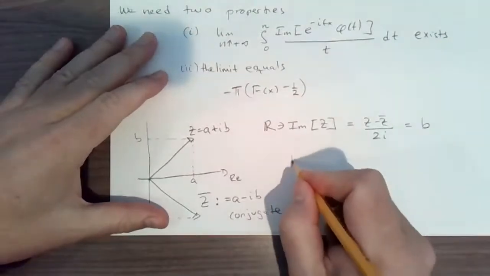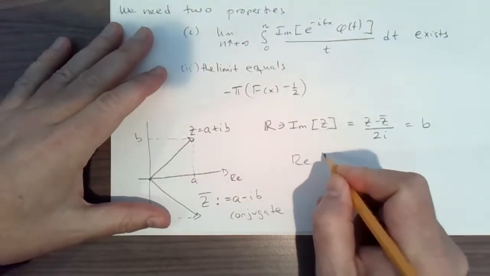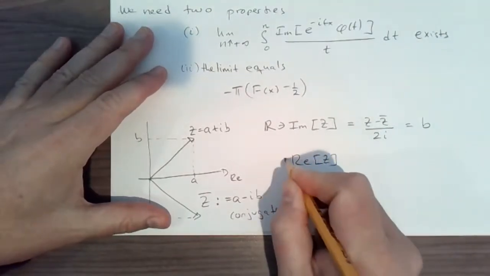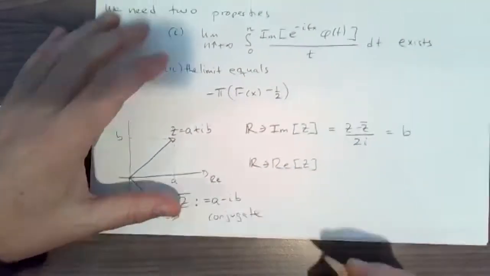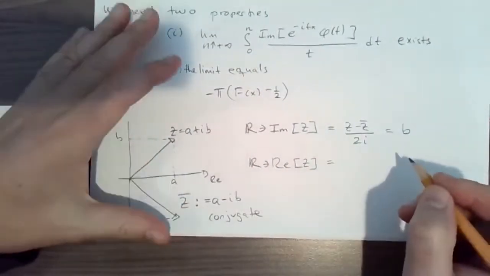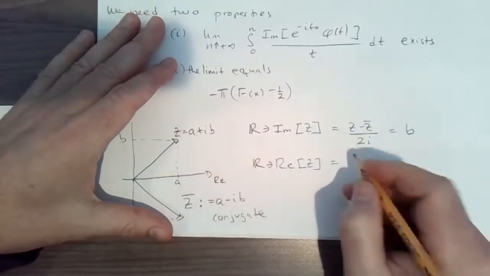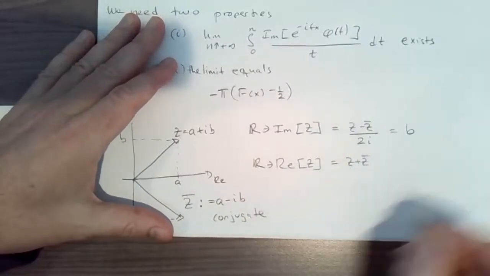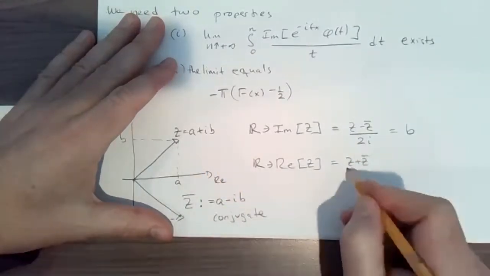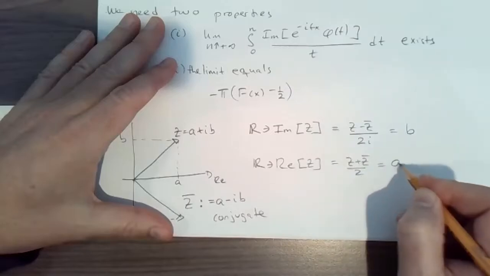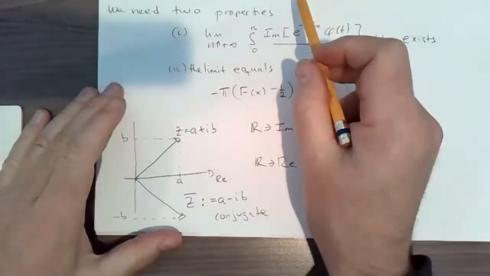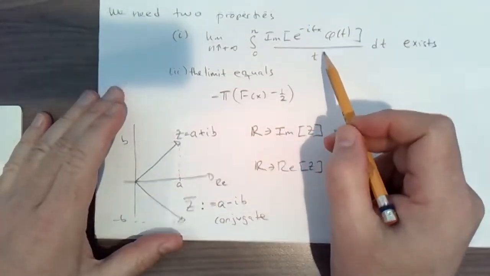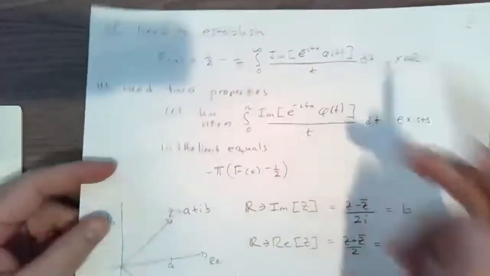And likewise, if I want to look at the real part of the complex number z, this is going to be a real number. And the way I can get that one is if I just add them up. That'll give me 2a, so I need to divide by 2. This is going to give me a. So there are different ways that I can express this imaginary part up here, and let me write them out.